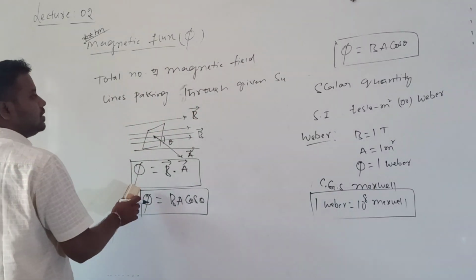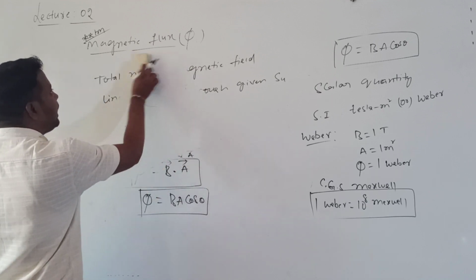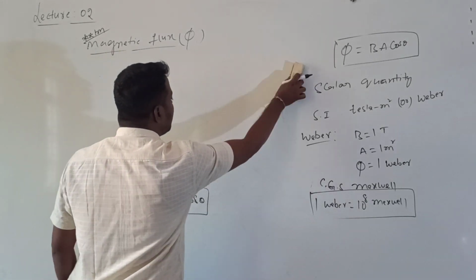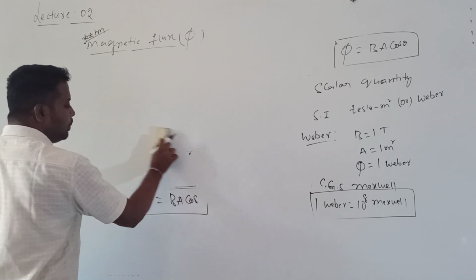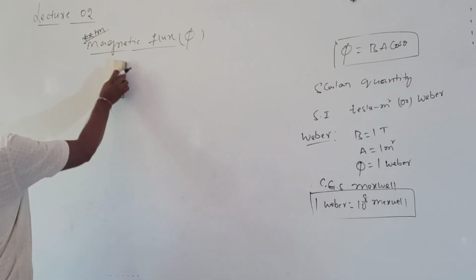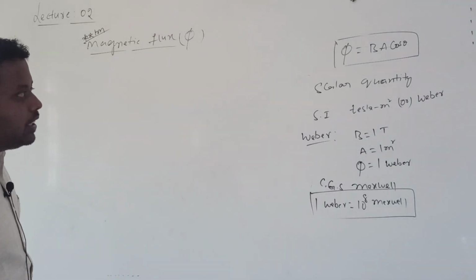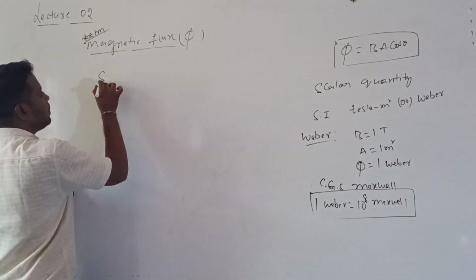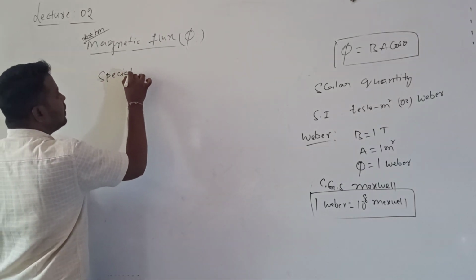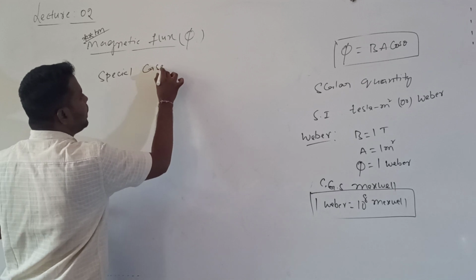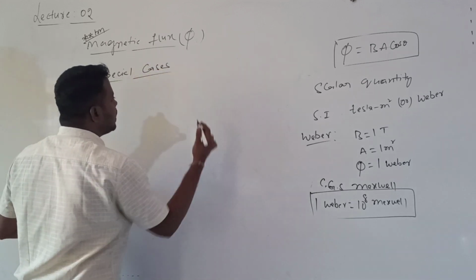Since magnetic flux is a scalar quantity, it may be positive, negative, or 0. So when is it positive, when is it negative and when is it 0? Let me discuss the special cases for magnetic flux. What are the special cases?